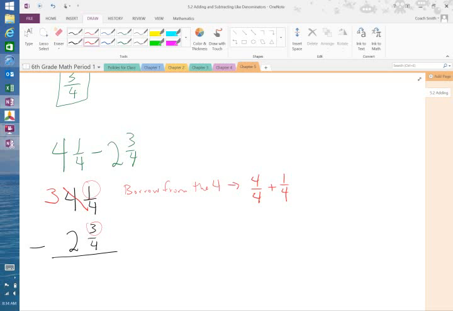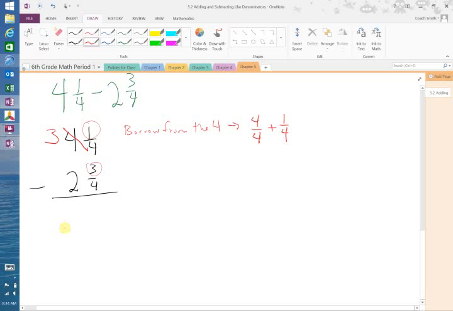This is the 1 that I borrowed. Now, when I put those two together, what is 4/4 plus 1/4? 5/4. So here's my new problem: 3 and 5 over 4 minus 2 and 3 over 4.